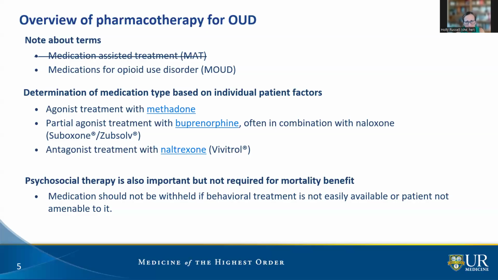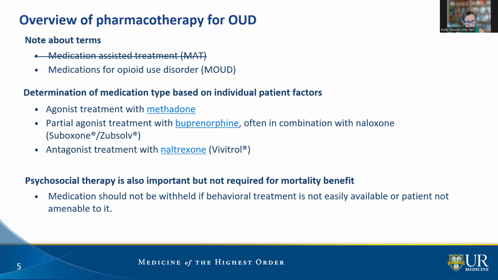And now we have much more evidence to show that these medications are keeping people alive and that they are a primary and very important piece of the treatment. So our preferred term is the medications for opioid use disorder. You will very frequently still hear the term MAT, and some people will use that as medication for addiction treatment, which is another option. When you're thinking about which medication to use, you think about individual patient factors.